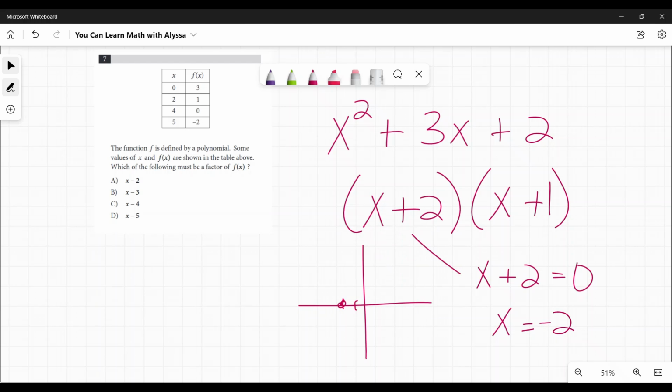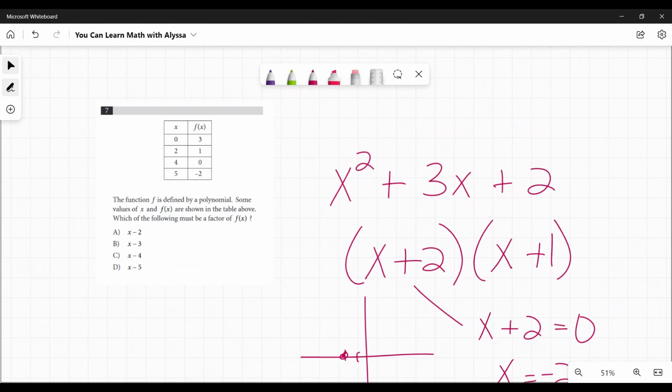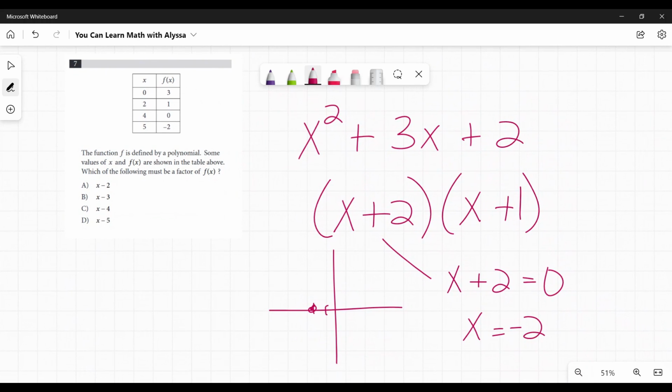Then if x plus 1, and my little thing is going haywire, there we go. If x plus 1 is equal to 0, this second factor over here, then x would be a negative 1. Oh, it's also crossing at a negative 1. So I know this parabola has those two zeros. That's the connection. Factors indicate where the zeros are, where it crosses that x-axis.